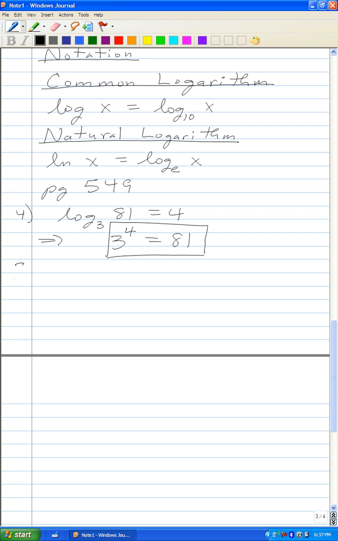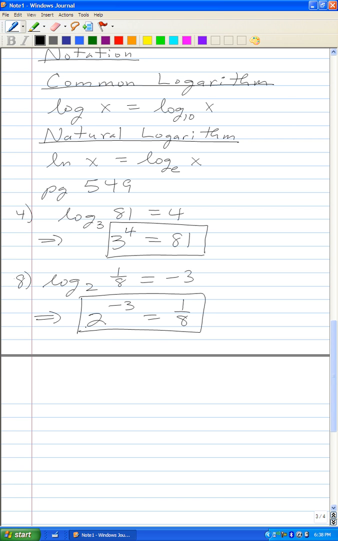Let me do problem number 8. Log base 2 of 1/8 is equal to negative 3. So this says that the base is 2, the exponent is negative 3, and the result is 1/8. And so log base 2 of 1/8 equaling negative 3 is the same as saying 2 to the negative 3 is equal to 1/8.